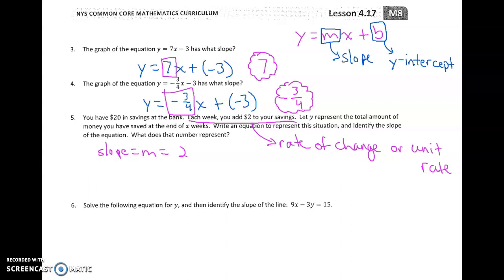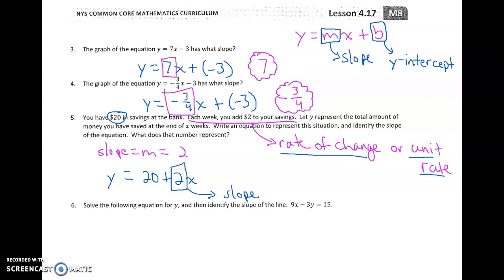So when we want to do a real life problem here, we want to represent the total amount of money we have. Well, what I have, that's y, and it's going to equal however much money I have. I have $20, and then I'm adding $2 per week. We've been given these problems before, and we were asked to write an equation for them. We can do that, but we weren't thinking of it in terms of having a slope and a y-intercept. So what I want you to know is anytime you can see a rate of change or a unit rate, each week you add $2, so it's $2 per week, or for each week, or something like that, that is your slope. So this 2 right here, that's our slope.